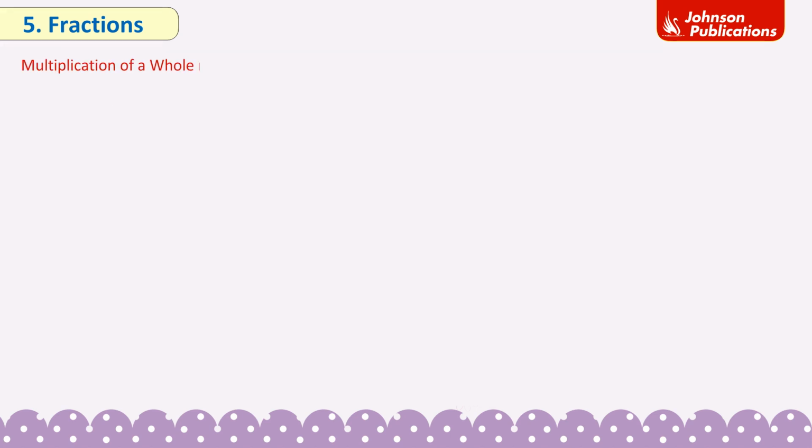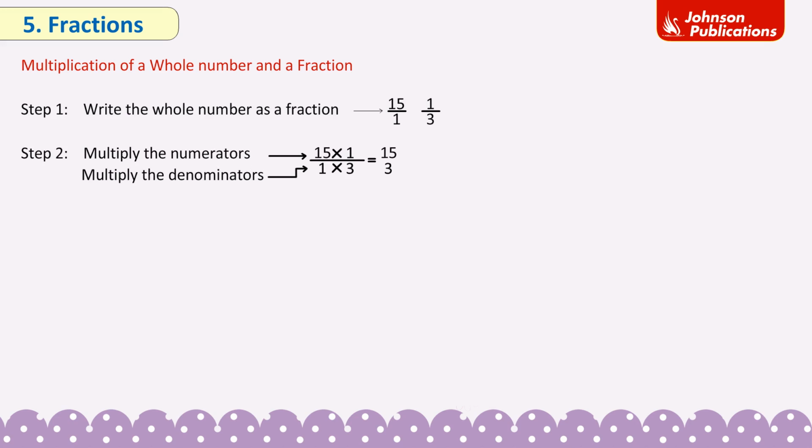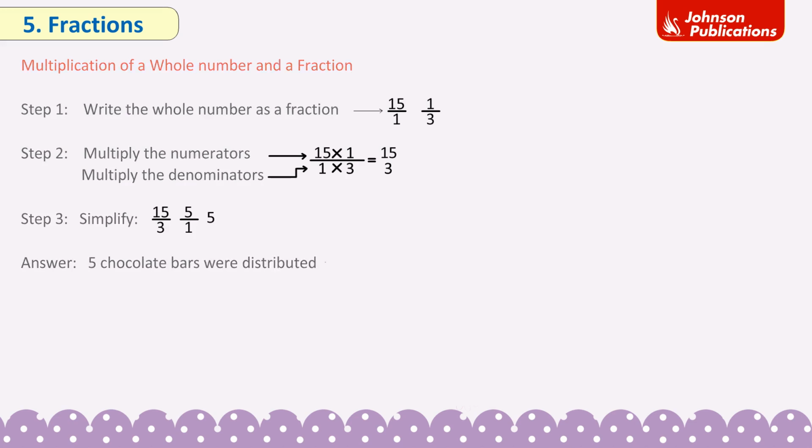Multiplication of a whole number and a fraction. Step 1. Write the whole number as a fraction. 15/1 times 1/3. Step 2. Multiply the numerators: 15 multiplied by 1 over 1 multiplied by 3. Multiply the denominators. Step 3. Simplify. 15/3 is 5/1, which is 5. Answer: 5 chocolate bars were distributed.